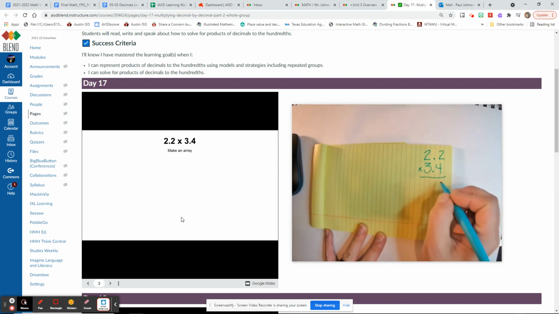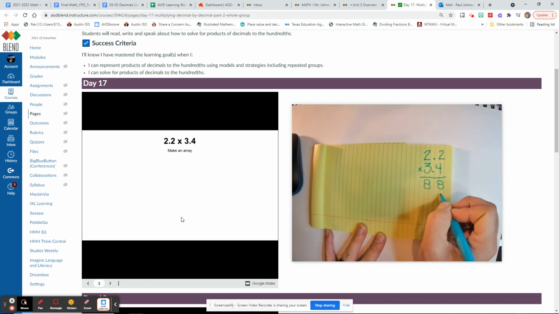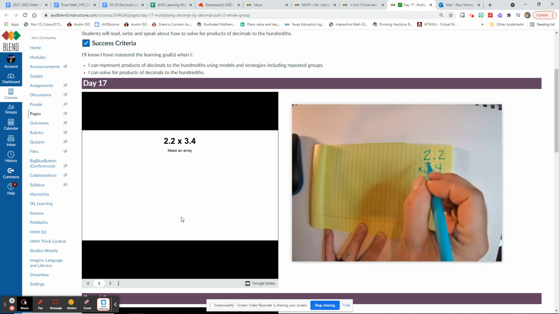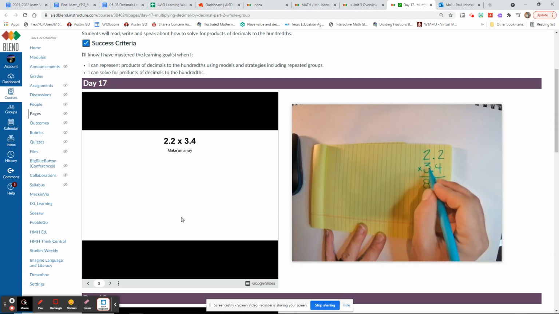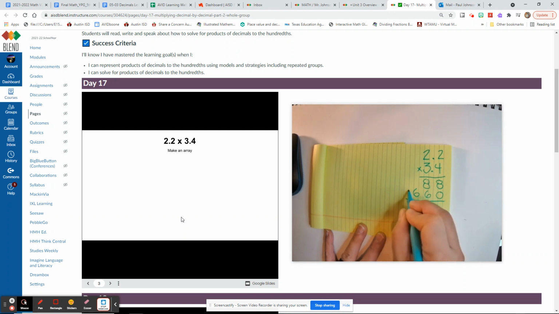So 4 times 2 is 8. Second line, ones place, 0. All right, and then 3 times 2 is 6. So if we add that all up, we have 748, but we have 2 decimal places in our problem, so we need 2 decimal places in our product. All right, so 2 and 2/10 times 3 and 4/10 is 7 and 48/100.